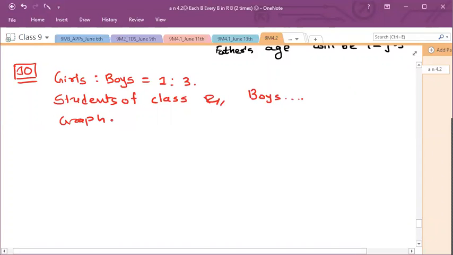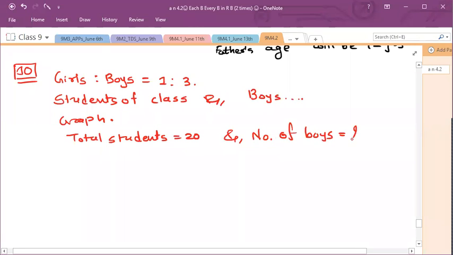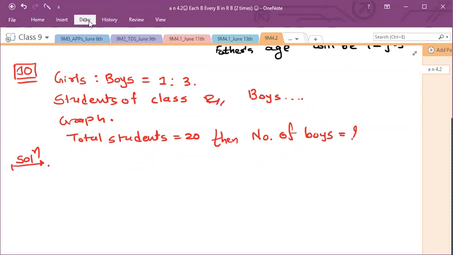Next they are asking, find the number of boys in a class of 20 students. If total students are 20, then find the number of boys. So let us try to find this. So here the ratio of girls and boys is 1:3.